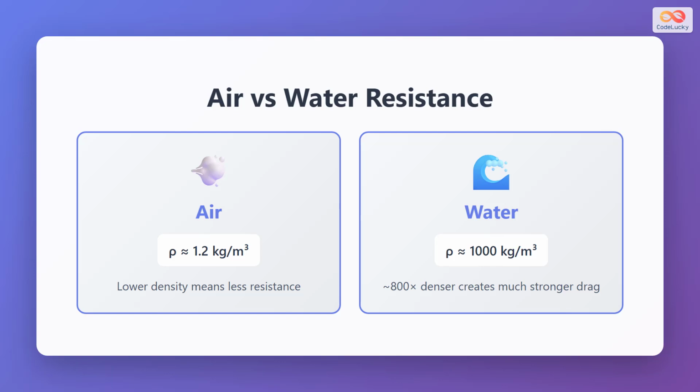Air and water create very different amounts of drag. Air has a density of approximately 1.2 kilograms per cubic meter, resulting in lower resistance. Water, however, has a density of about 1,000 kilograms per cubic meter, making it roughly 800 times denser than air. This means water creates much stronger drag forces on moving objects.